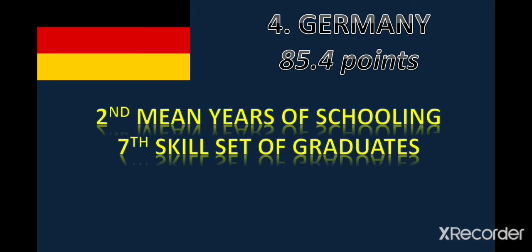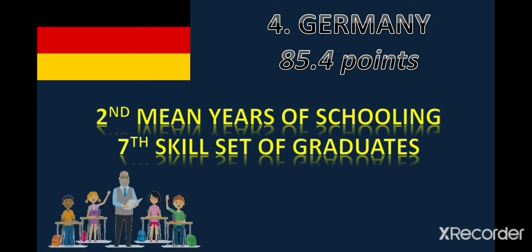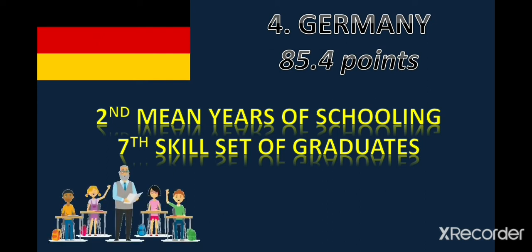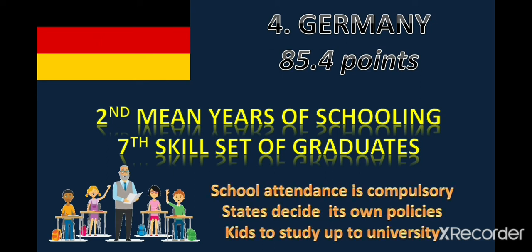Germany. Germany ranks 4th position for best education system in the world with 85.4 points. It ranks 2nd for mean years of schooling and 7th on skill set of graduates. The responsibility for the education system in Germany lies primarily with the states, while the federal government plays a minor role. School attendance is compulsory from age 6 to 10 years.